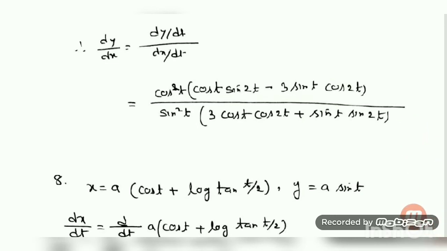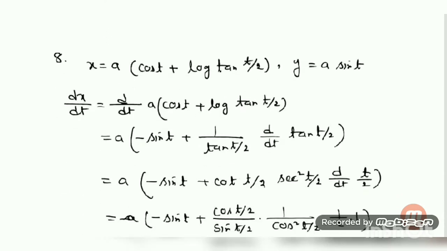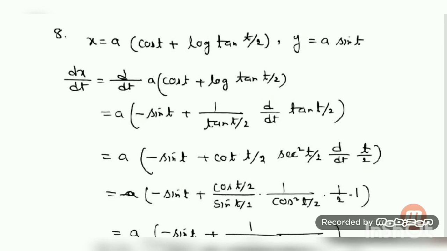Okay. Now let us go to question number 8. You have a few more questions. I think I can complete it here today. So x equal to a within bracket cos t plus log of tan of t by 2, and y equal to a sin t. With respect to t I have to take the derivative.